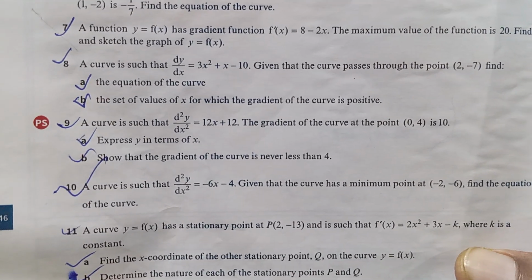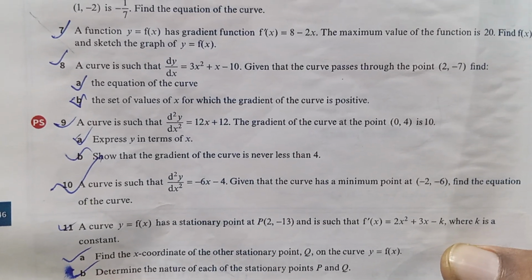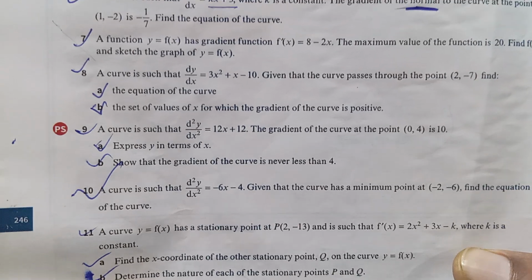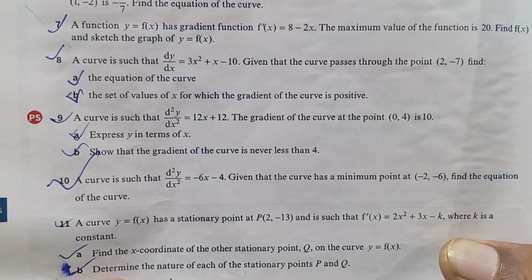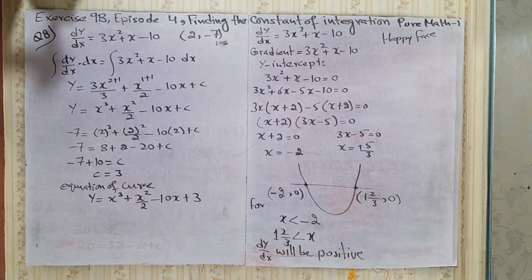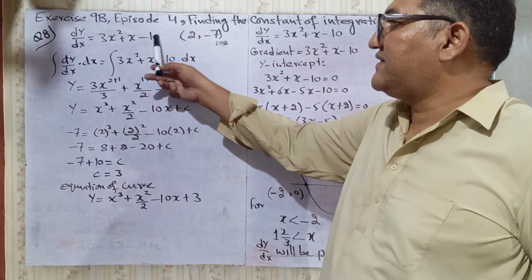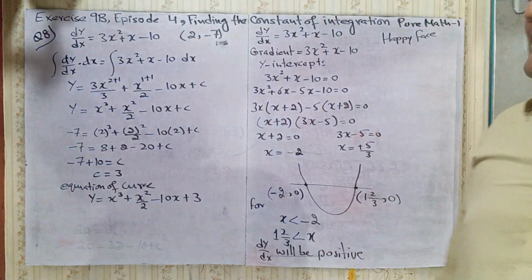A curve is such that dy/dx = 3x² + x − 10. Given that the curve passes through the point (2, −7), find the equation of the curve, and the set of values of x for which the gradient of the curve is positive. So you see, they have given us that dy/dx = 3x² + x − 10, and that the curve is passing through the point (2, −7).